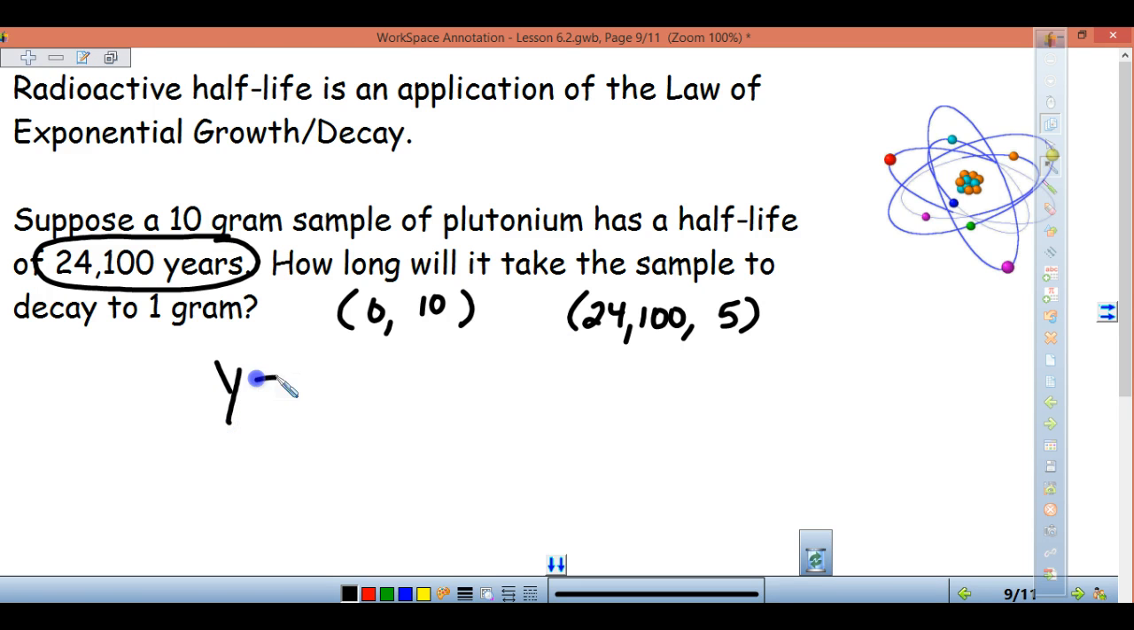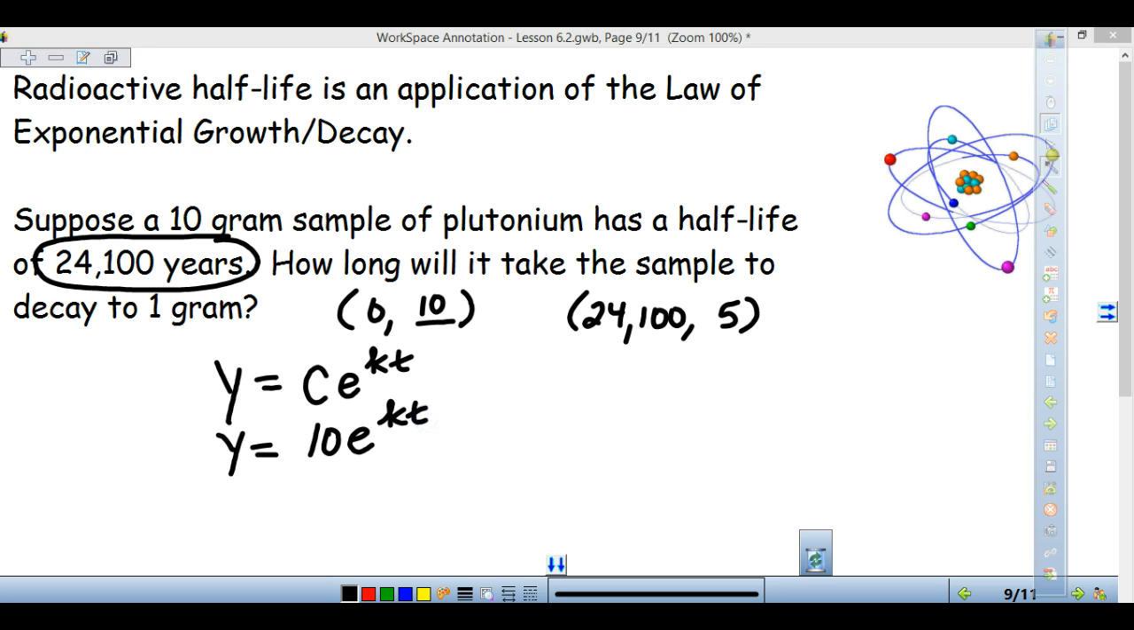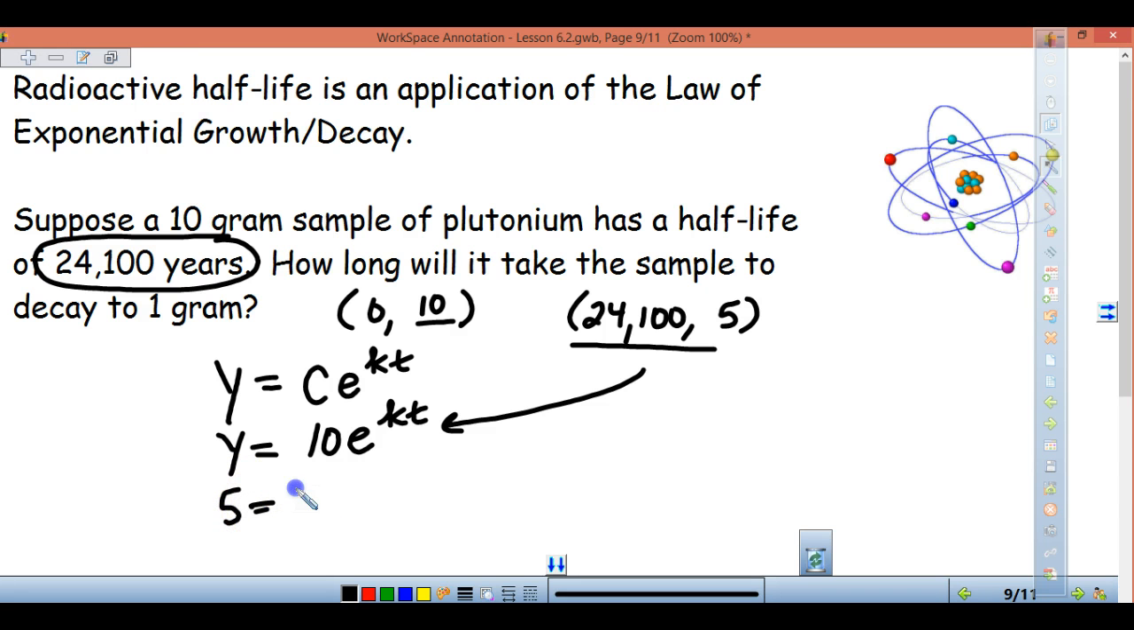So you can go ahead and we're using the law of exponential growth or decay, so y equals c e to the kt. You can go ahead and plug this in, but you can also know that since 10 is the initial condition, that can be substituted in for c. All right, so then I need to use this information here to find k. So 5 is equal to 10 e to the k times 24,100.